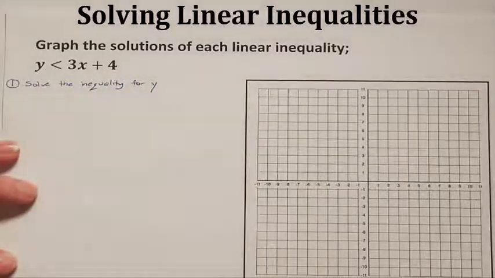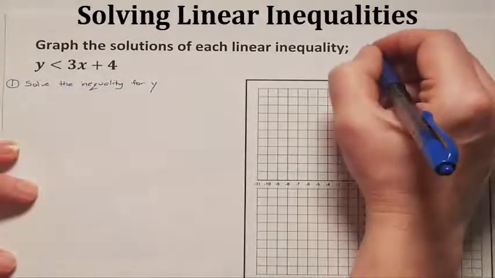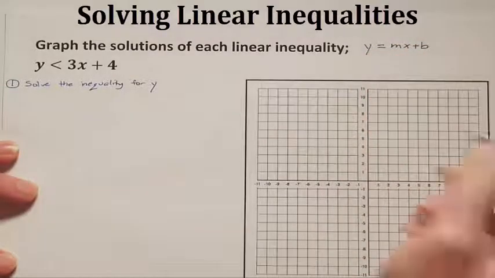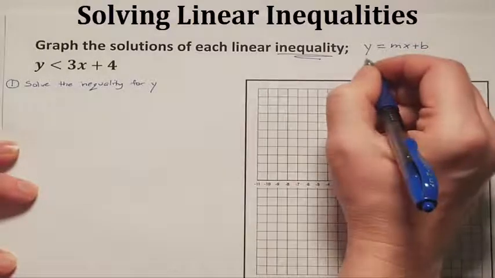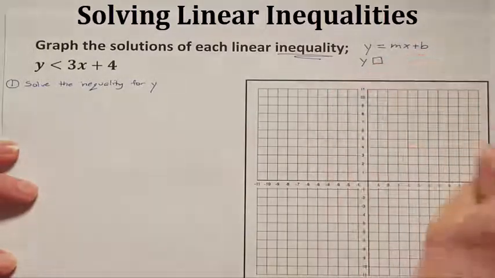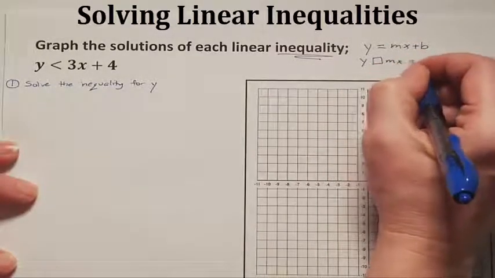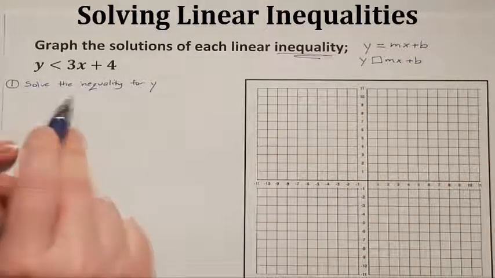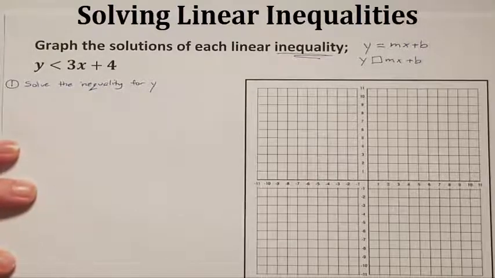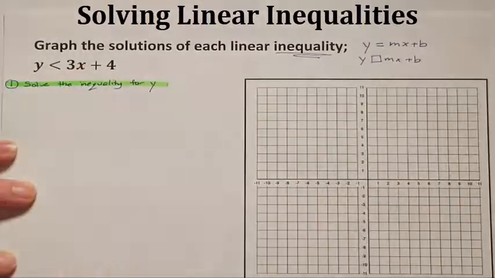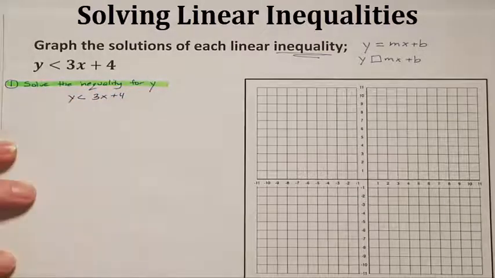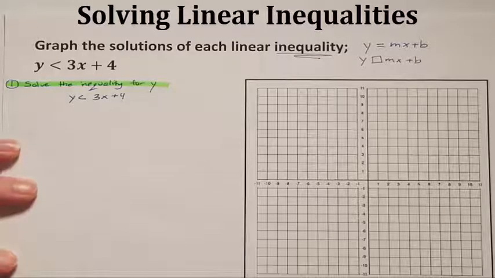Much like when solving for linear equations, the equation needs to be in a y equals mx plus b form. But since we're talking about inequalities, you're going to have y and then some inequality symbol, mx plus b. It needs to be a y equation so we know how to graph it. So step number 1 is to solve the equation for y. So the equation we started with actually already has y by itself. So far step number 1 is done. So now we're going to move on to step number 2.